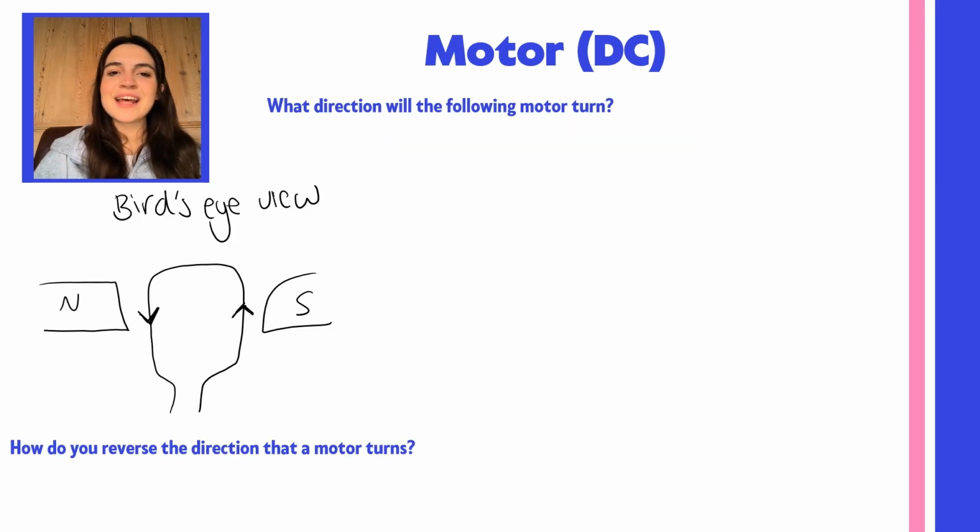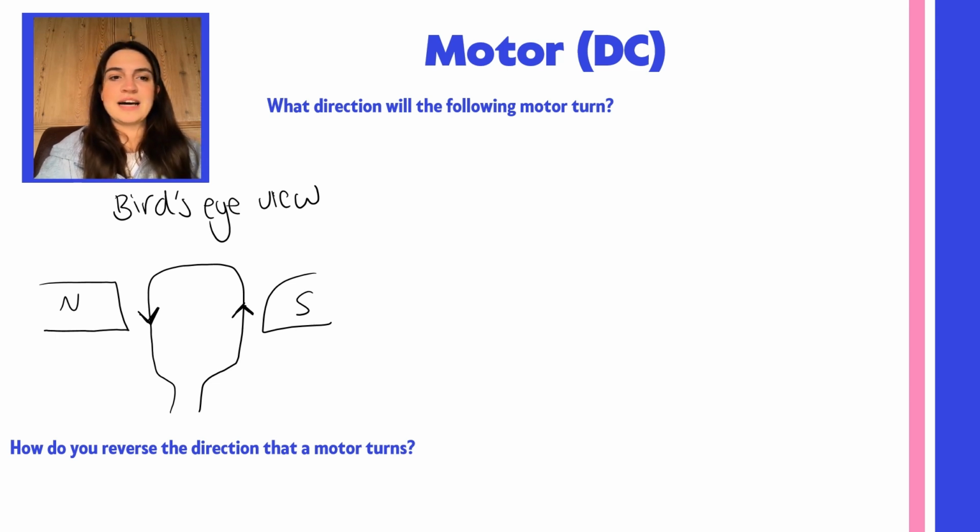Okay, extending my Fleming's left-hand rule and finding the direction of forces to motors now. So what direction will this motor turn in? I've been given a bird's eye view here. Okay, fine. So in order to determine what direction my motor is going to turn in, I need to look at the 2 different sides of my coil and decide what direction both of those sides are going to go in. So let's start with the left-hand side first.